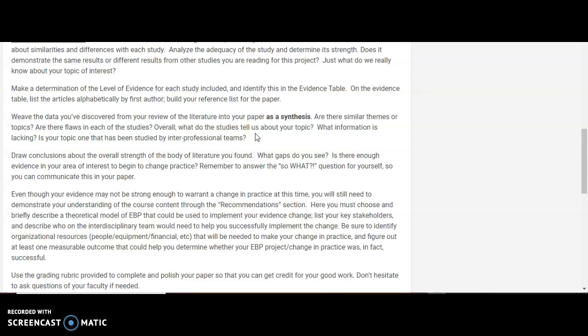What information might be lacking? Is your topic one that has been studied by interprofessional teams or maybe just by nurses? Draw conclusions about the overall strength of that body of literature you found. What gaps do you see? Is there enough evidence to warrant a change in practice? Remember to answer that "so what" question for yourself so you can communicate this in your paper.